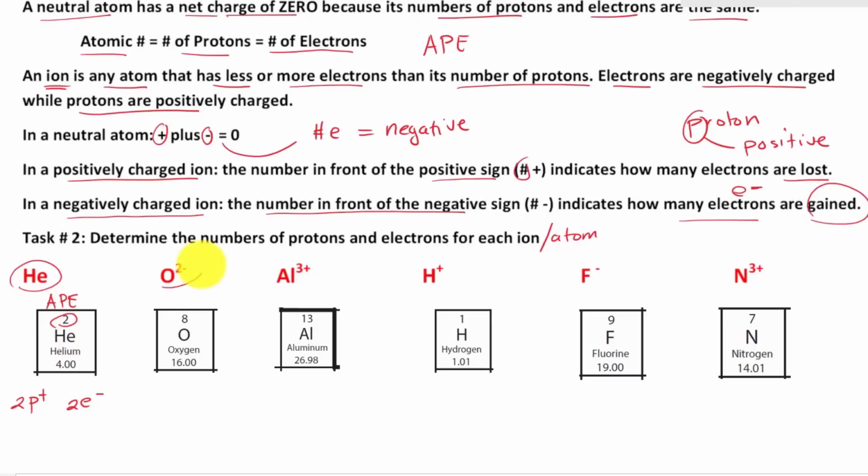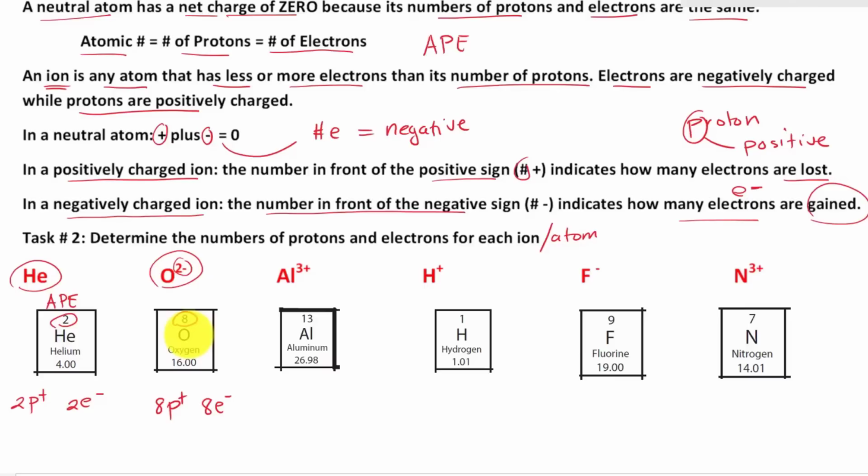And over here we have O2 minus. Well, look at that negative right there. That negative indicates that it has gained 2 electrons. So before we take into account that negative, let's look at the original values. Well, we know that it is 8 protons. And it's also 8 electrons, okay? That's for the neutral atom.